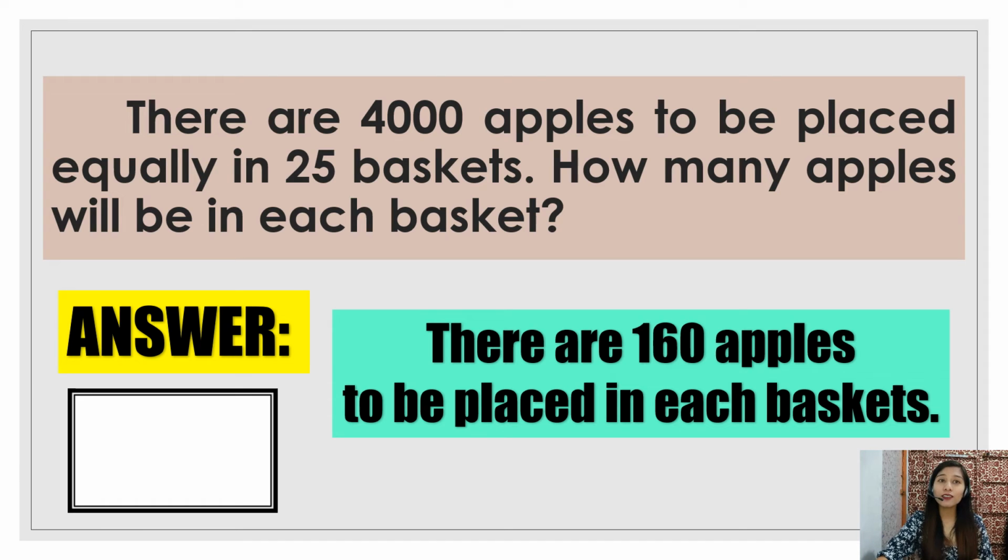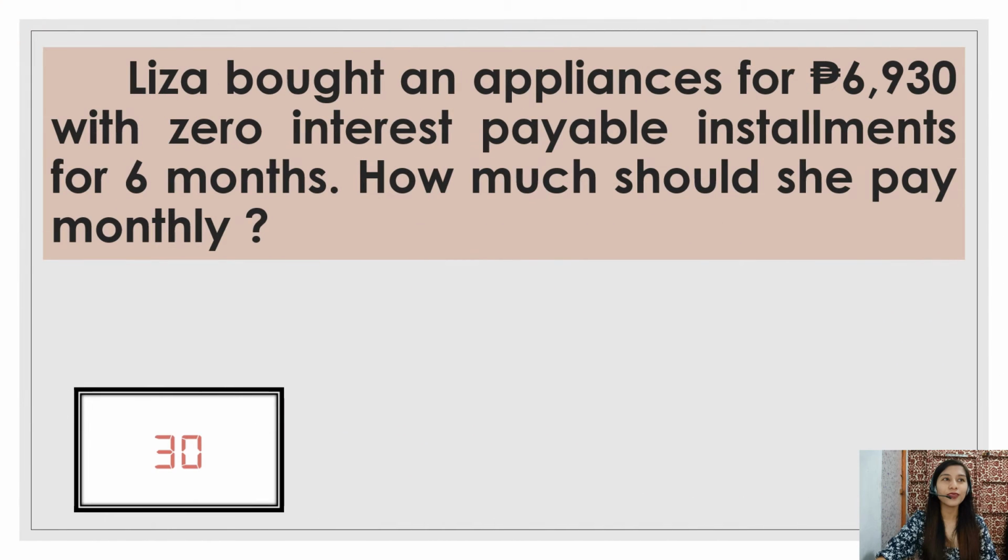So if your answer is correct, you can put a check on your answer, okay? So very good. Next, Lisa bought an appliance for 6,930 pesos with zero interest payable installments for 6 months. So how much should she pay monthly? Okay, you have 30 seconds to answer this one. Ready? Go.